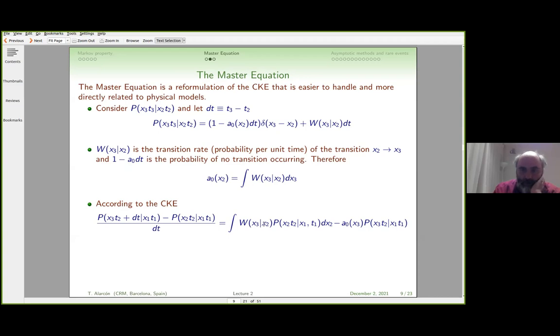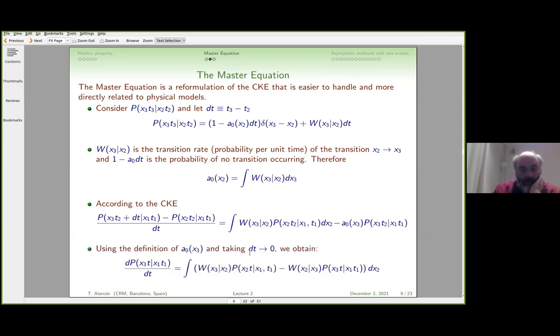So is that clear, more or less? It's very easy. It's just a matter of doing the algebra with a bit of care. And again, taking the limit dt going to zero, we obtain this equation, where we have used that this quantity here is given by this integral. And this is the expression of the master equation for a continuous process.